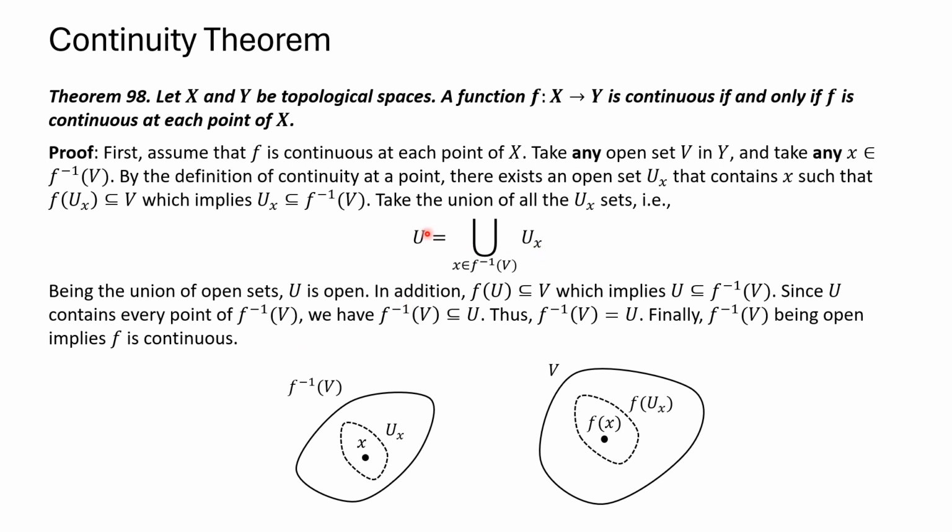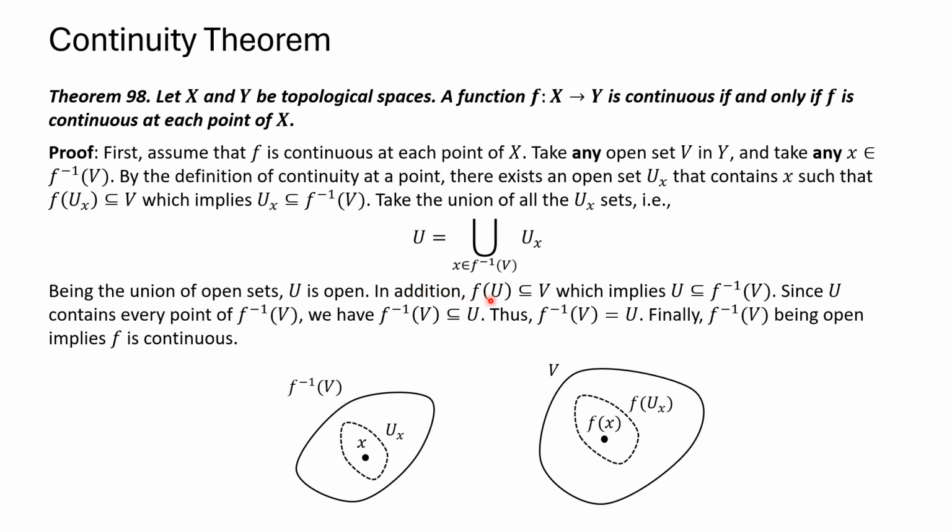We'll let that equal U. Being a union of open sets, U is open, we know that. Any union of open sets in a topological space is open. So U, which I haven't drawn in here, we want to show is actually equal to f inverse of V, but let's just say it's surrounding all these U sub x terms.